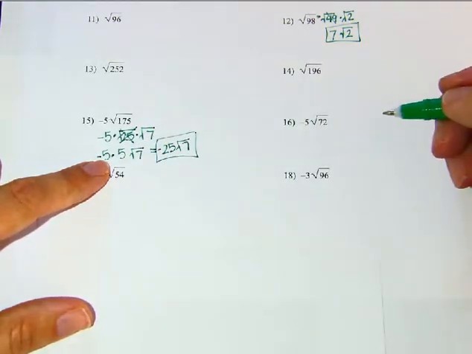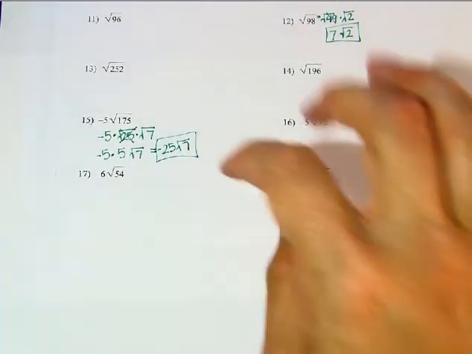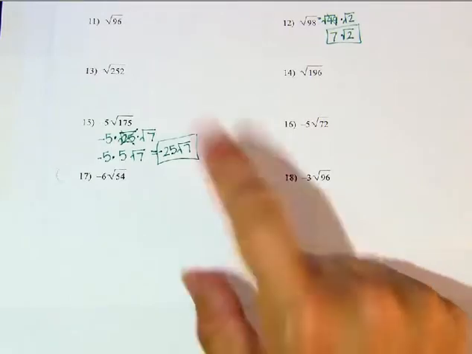Okay? So that's what you're doing on this one, is just simplifying radicals as much as you can. I do have the answers on the back of this sheet for you to check, but you need to show work.